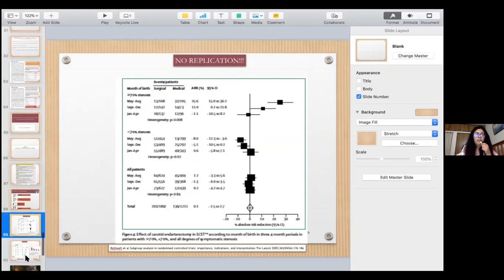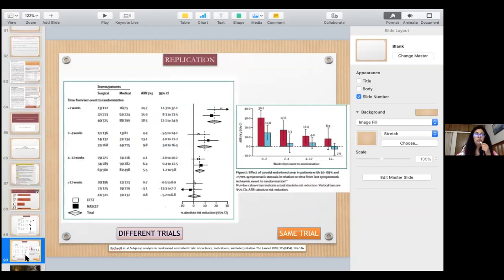Whereas in this case, they did a trial based on when the patient presented for randomization, from the last event to randomization. It's a more biologically plausible thing to make a subgroup on, like when the patient presented with the event: more than 2 weeks, 2 to 4 weeks, 4 to 12 weeks, and more than 12 weeks. And you can see a similar trend across the various subgroups.